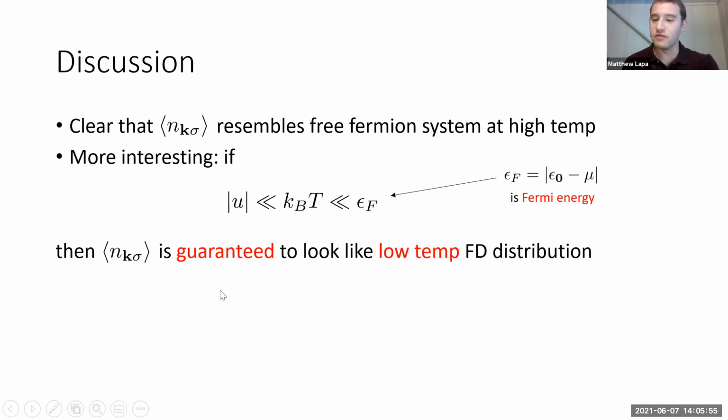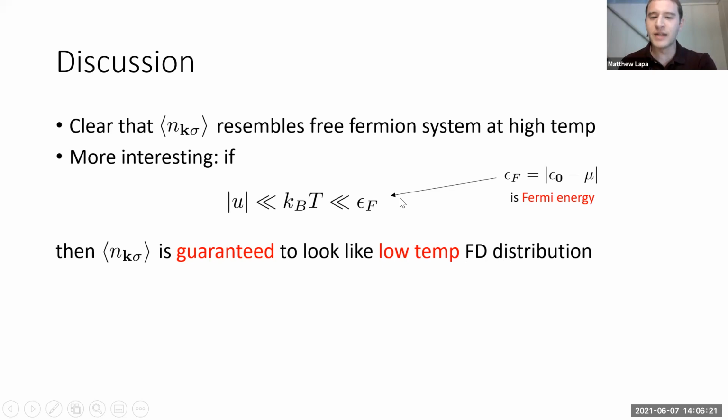And I missed how many dimensions you were in. This is for any dimensions? This is for any dimension. So it's a result independent of dimension. I was going to say that it would be tempting to call this a Fermi liquid type regime, but that can't be right because this result is independent of dimension. So it's probably weaker than saying that it's a Fermi liquid.